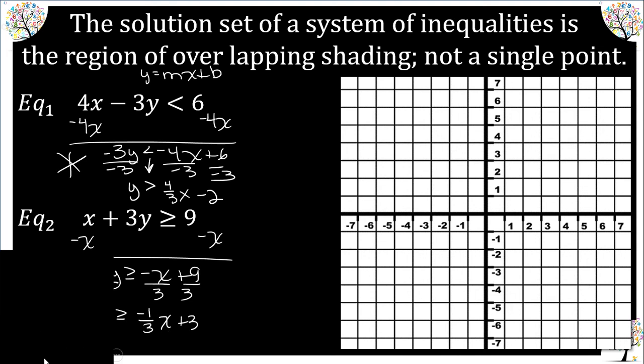And now let's graph this. So I'm going to start with the first one. We're going to start at 0, -2. We're going to go up 1, 2, 3, 4, and right 1, 2, 3.